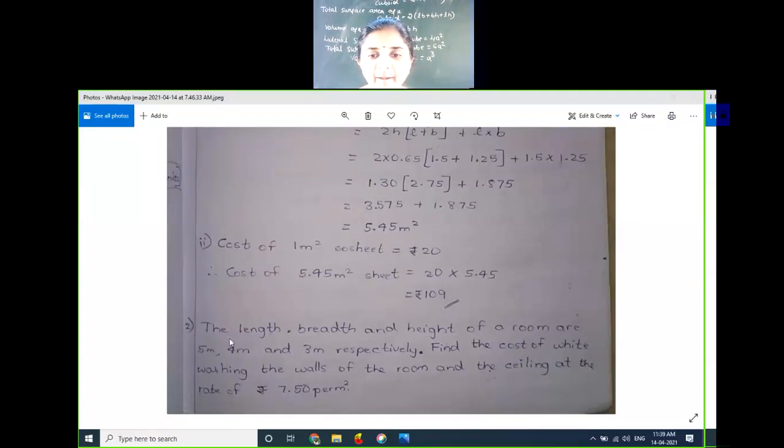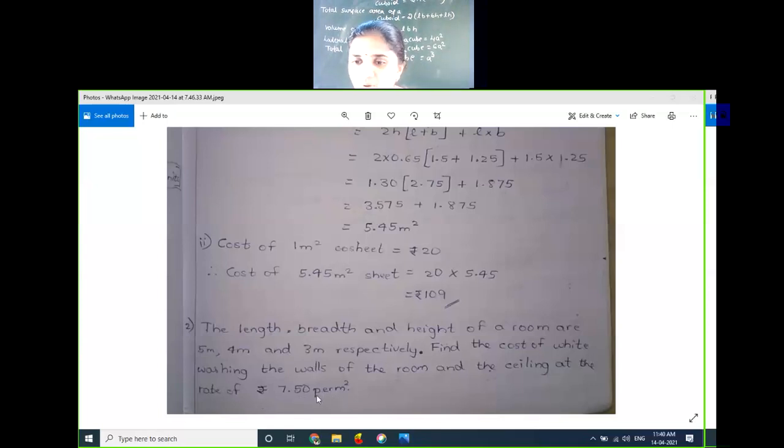The length, breadth and height of a room are 5 meter, 4 meter and 3 meter respectively. Find the cost of whitewashing the walls of the room and the ceiling. So whitewash in the sense 4 walls and ceiling, so not the floor. Keep it in mind. The ceiling at the rate of rupees 7.50 per meter square.